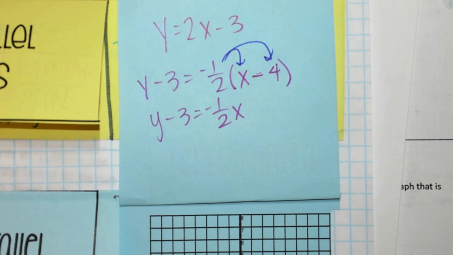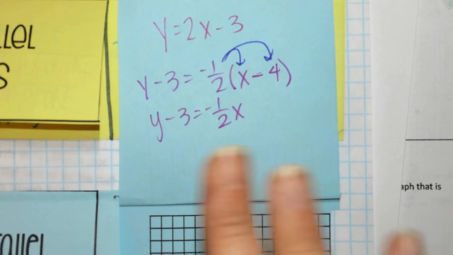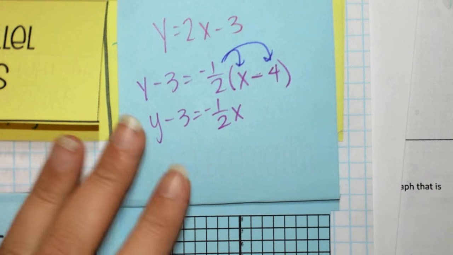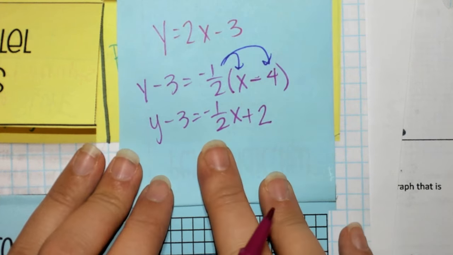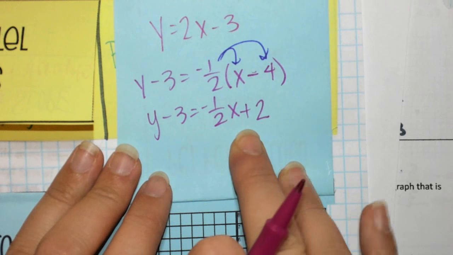What are fractions? Division. So you divided, right? Yeah. You cut it in half. So remember, when you cut something, it's division. So we got y minus 3 equals negative 1/2 x plus 2.